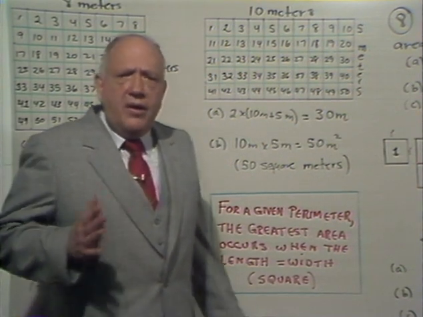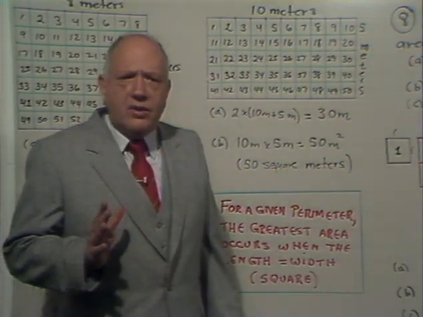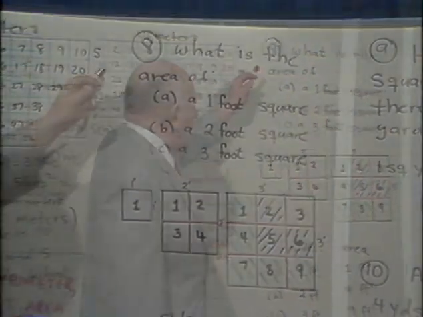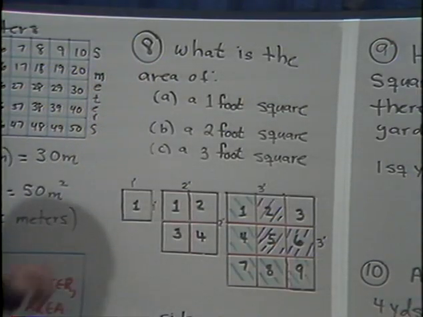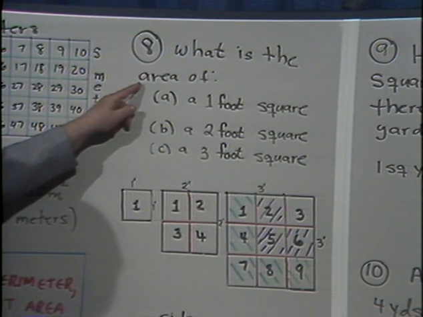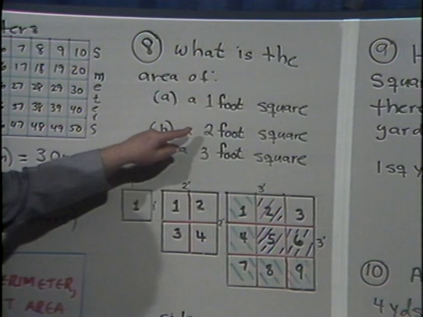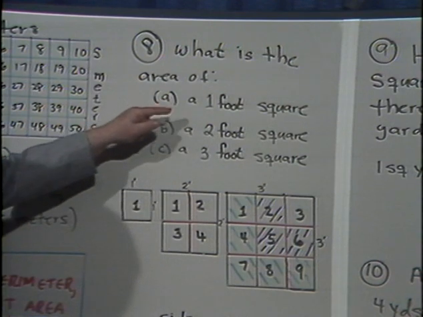Now, this discussion on area was a means towards an end. What I wanted to get to was discussing squares with you. See, now I say to you, problem number 8 here for today's demonstration, I'm going to ask you to find the area of 3 squares. One is a 1-foot square, one is a 2-foot square, and one is a 3-foot square. And what I want you to do is to find the area of each square.